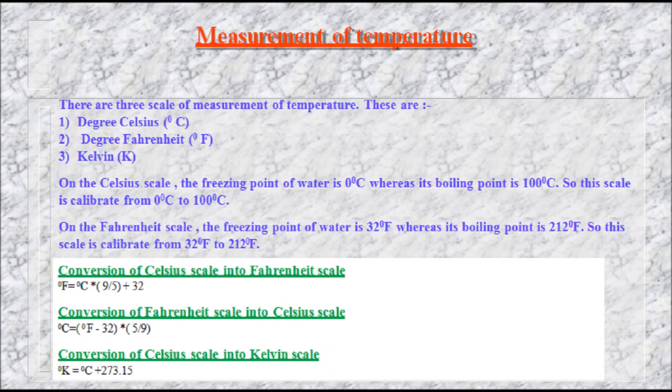Interconversion between scales. Using the following relationships, the temperature scale can be easily converted from one to another. Let us see the first relationship between degree Celsius and the Kelvin scale. Celsius plus 273 equals Kelvin. This is the first relationship. Second, the relationship between the Fahrenheit scale and the degree Celsius scale. F equals 9 upon 5 multiplied by C, plus 32.